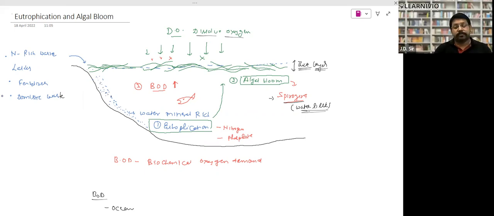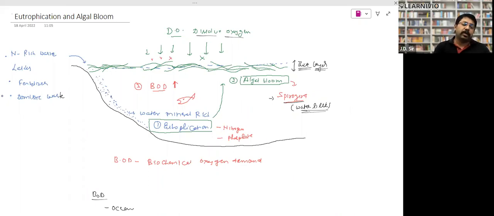Again, domestic waste, the waste which comes out of the washing machines, means caustic powder, caustic soda and detergents, which are rich in nitrogen. It comes out of the washroom and reaches the lake. The domestic kitchen waste is also rich in food, protein and all that, and that is rich in nitrogen.